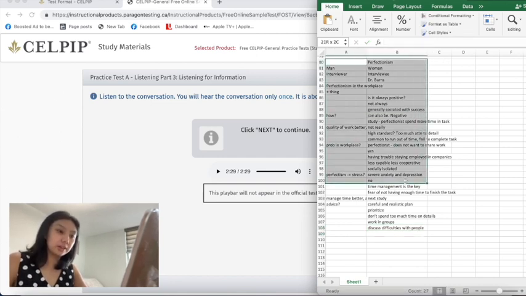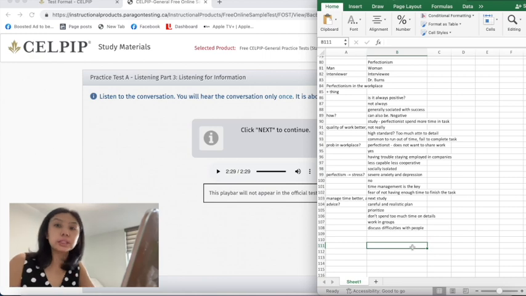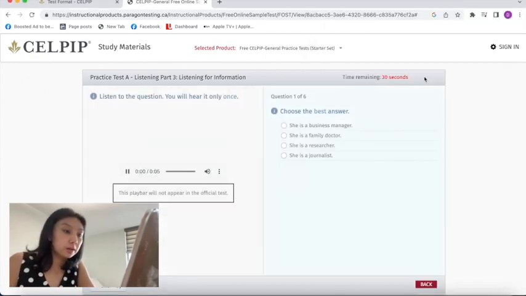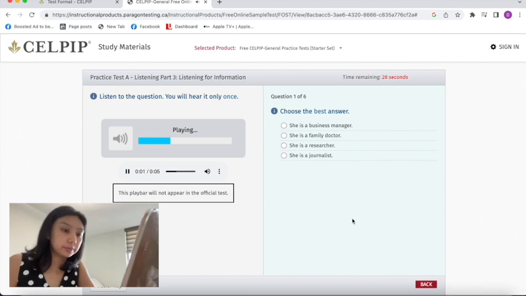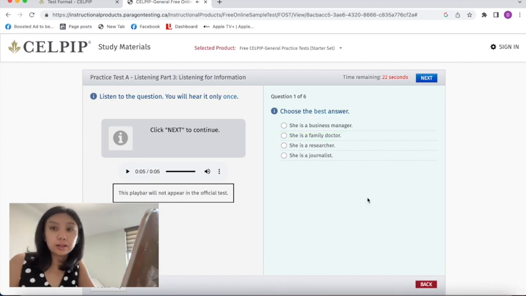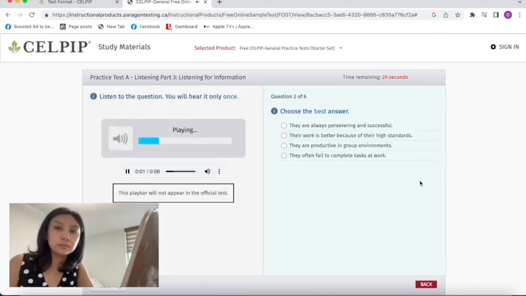So again, take notes for 2 minutes of conversation. Get as much as you can. Question 1. What is the woman's occupation? So she was actually doing studies, so most likely she is a business manager. No. She's a family doctor. No. She most likely is a researcher, I think. Then she's a journalist.